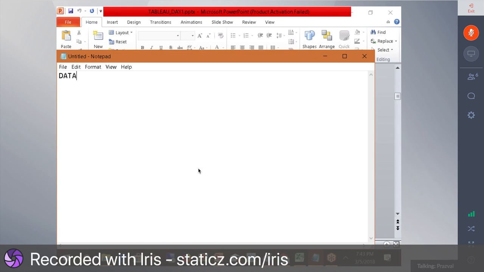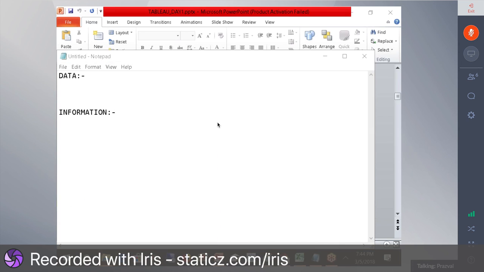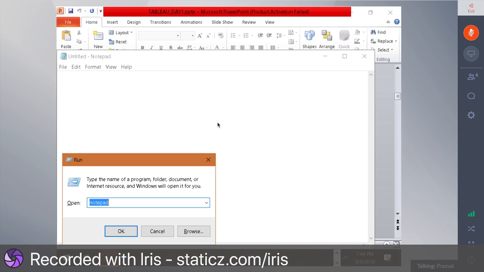Let me ask the first basic question: data. What is data? Collection of information. So, are data and information the same or different? Let me explain. Data is different and information is different. So, what is data and what is information?